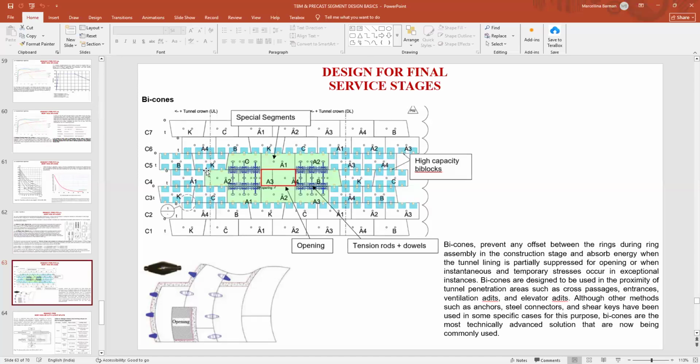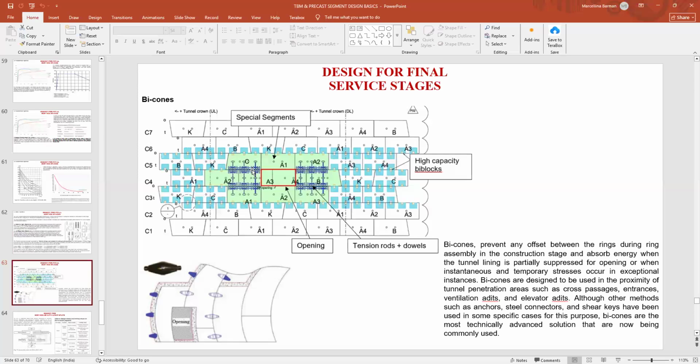So when you are opening this part, the main segments do not get disturbed, because the beep blocks take the increase in load, since in this part there will be a concentration of stresses. The dowels are taking the loads, and here we have put tension rod and dowels. So we are not putting any frames here.